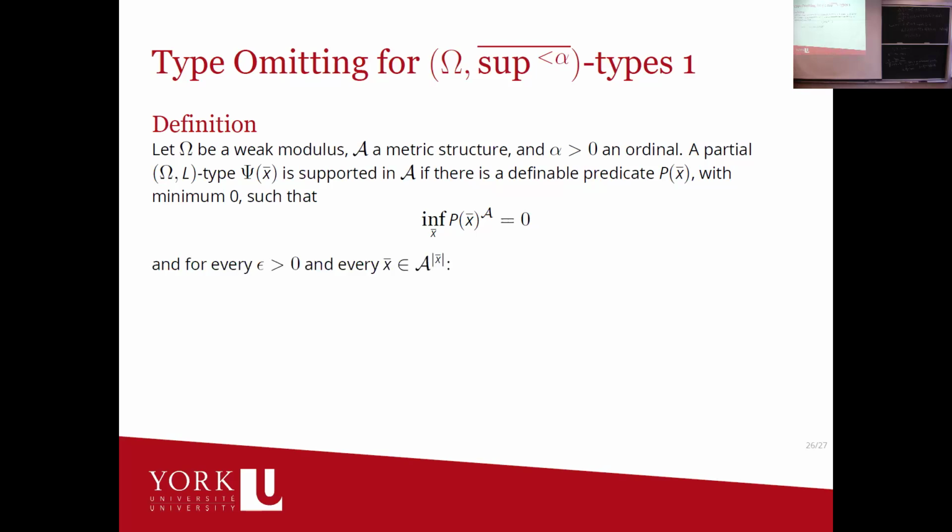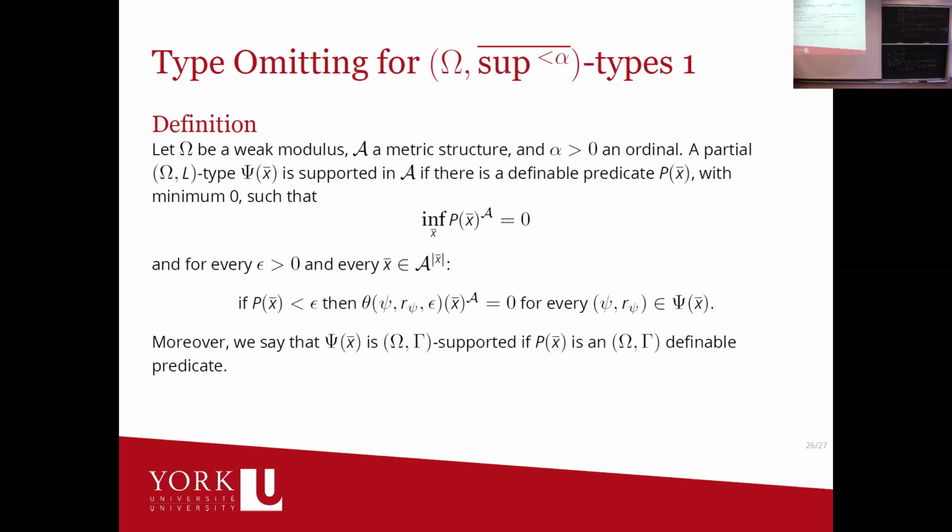And I'm just gonna say it and then we're gonna talk about it. For every epsilon greater than 0 and every tuple, if P of X is less than epsilon, then that horrible formula we saw earlier is 0 for every formula.